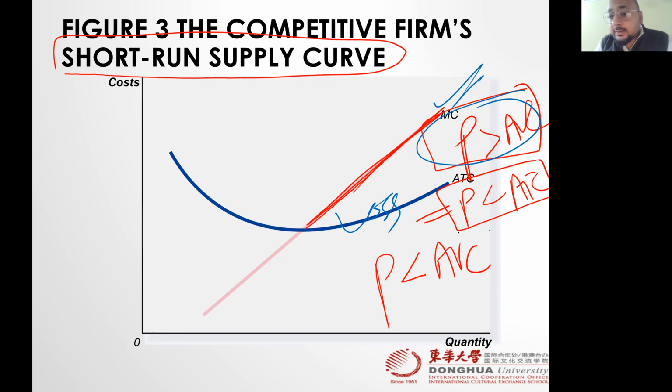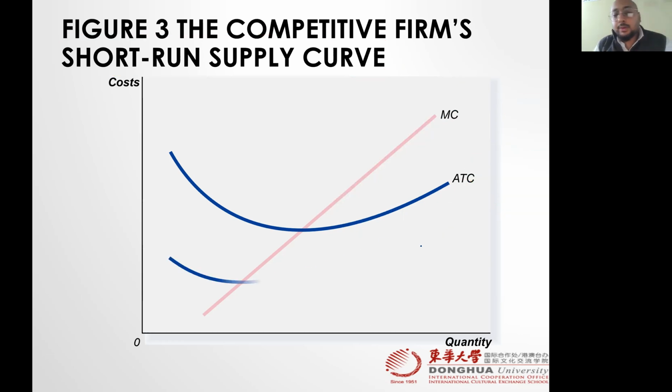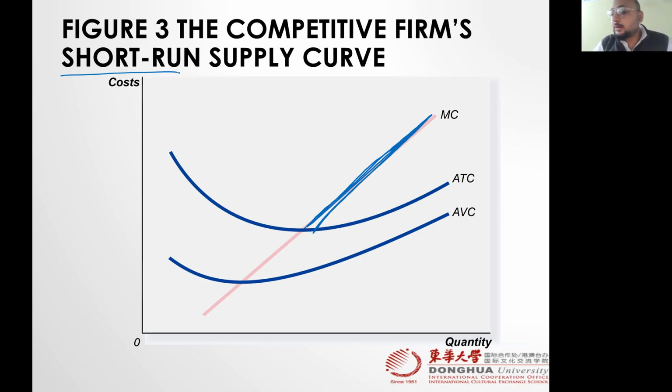Why? Because the shutdown condition is price must be less than average variable cost. All right. So it means that part of MC which lies above the average total cost is the supply curve. Yes, but in the short run, no. This one is also included, because in this part price is greater than average variable cost, and that is not the shutdown condition. The shutdown condition is here. Let me change the color here. This part is price less than average variable cost.